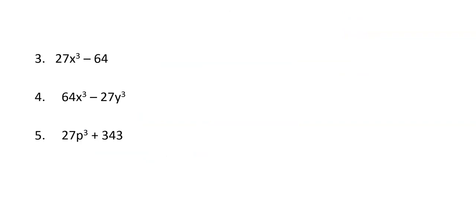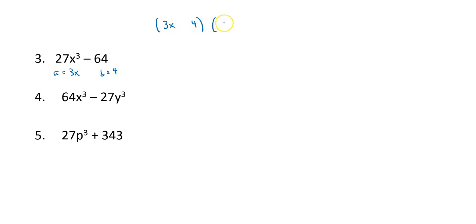All right, let's try a couple more. For the first one, for number 3, the cube root of 27x cubed, cube root of 27 is 3, because 3 times 3 times 3 gives me back 27. Cube root of x cubed is just x. Cube root of 64 is 4, because 4 times 4 times 4 gives me 64. So how does it go? A 3x and a 4.